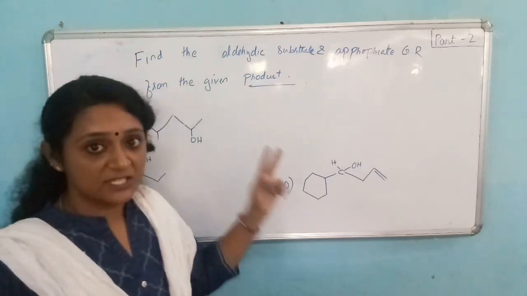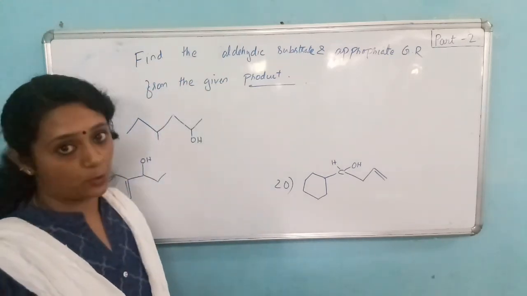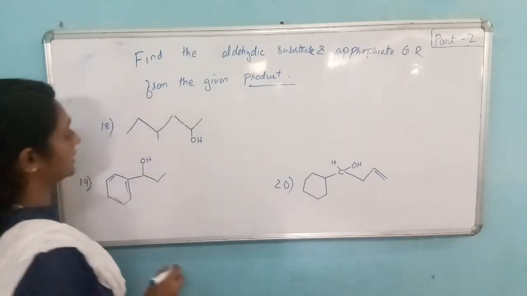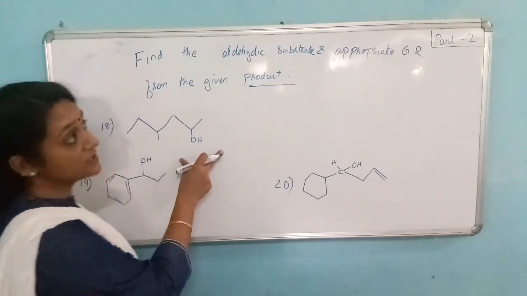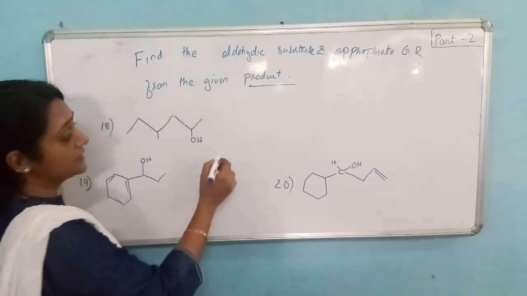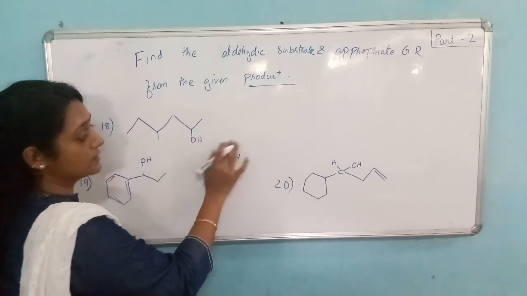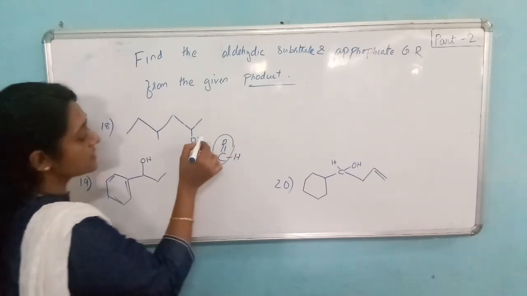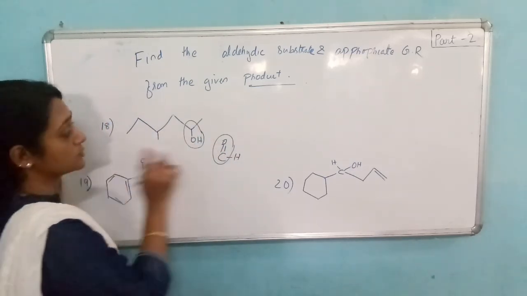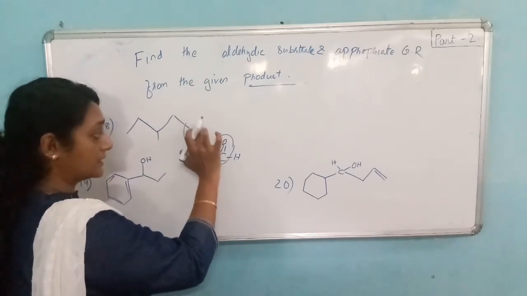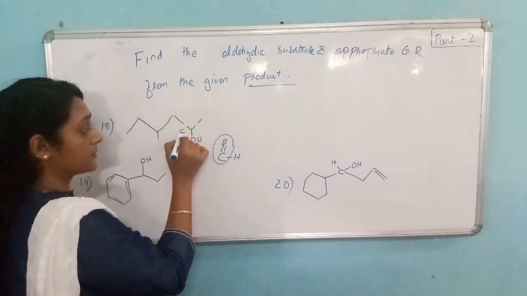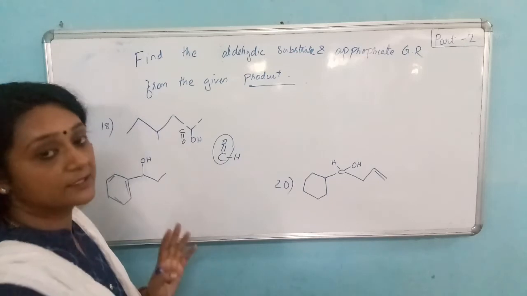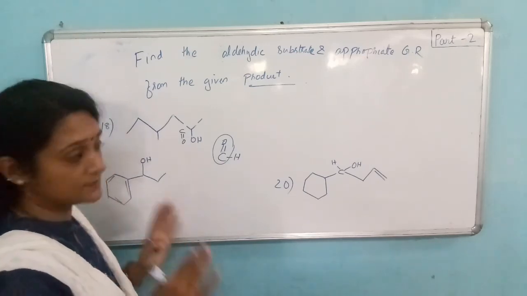Find the aldehydic substrate and appropriate Grignard reagent from the given product. This is the given product, and we have to find out the substrate. Given that the substrate is an aldehyde, the aldehyde is CH double bond O, and this is the position of the CO. So the next procedure is to divide the compound into two portions, the aldehyde portion and the nucleophile from the Grignard as the Grignard portion.